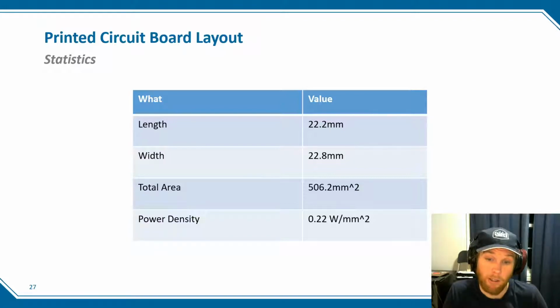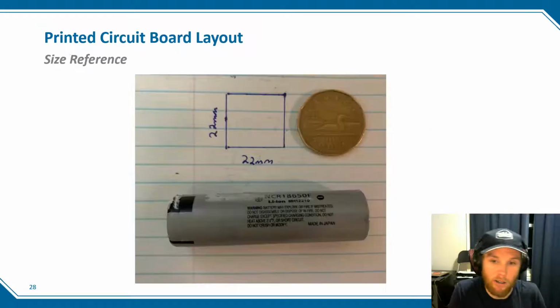So if you remember from the literature review, that's actually a little bit higher than one of the papers, which was 0.11 watts per millimeter squared, but much less than the 0.7 watts per millimeter squared. And there's just nothing that can be done about that. That was just because I was using CMOS technology versus gallium nitride.